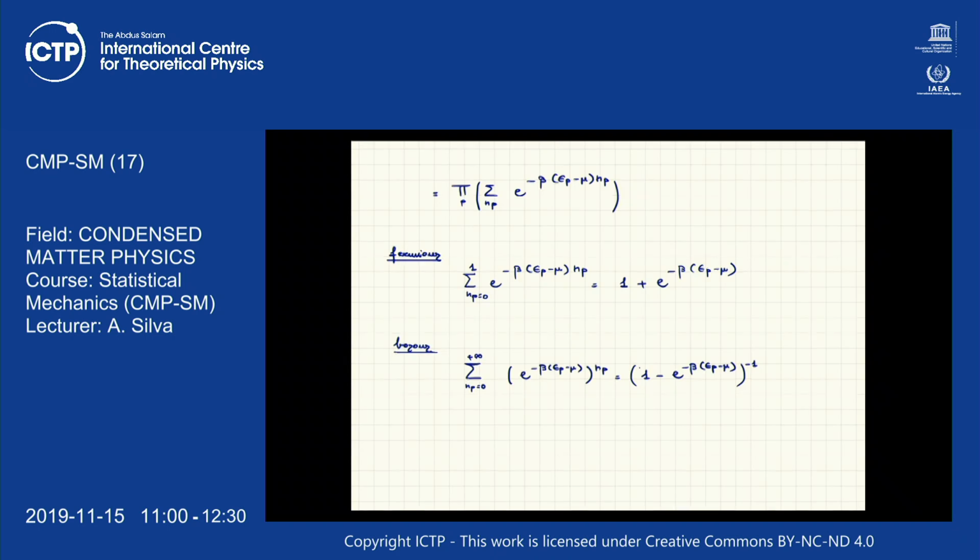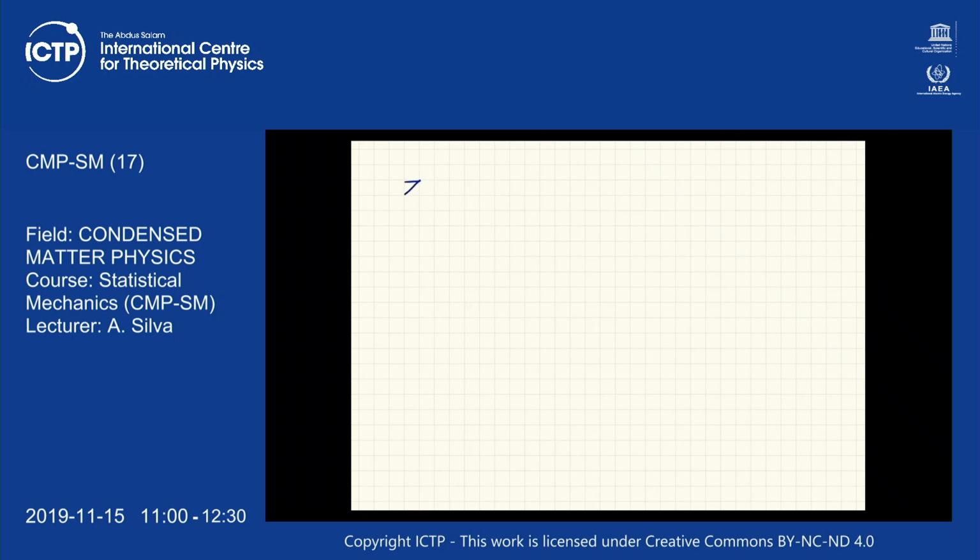So if we just finish this calculation, we end up having that our grand canonical partition function is equal to the product over p of 1 plus e to the minus beta (epsilon_p minus mu) for fermions, or Z is equal to the product over p of 1 minus e to the minus beta (epsilon_p minus mu), to the power minus 1, for bosons. If epsilon_p is bigger than mu. Yeah, that's a very important statement. If epsilon_p is bigger than mu.